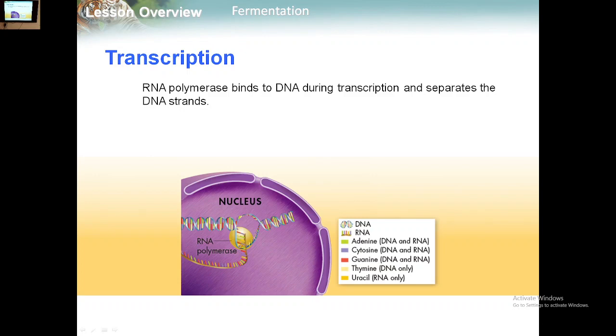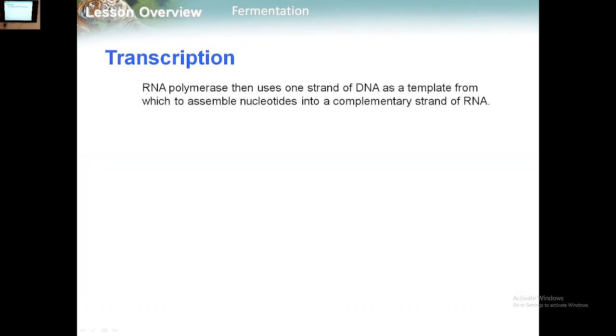RNA polymerase binds to the DNA during transcription and separates the DNA strands. So it will separate the DNA strands. Then RNA polymerase uses one strand of DNA as a template from which to assemble nucleotides into a complementary strand of RNA.